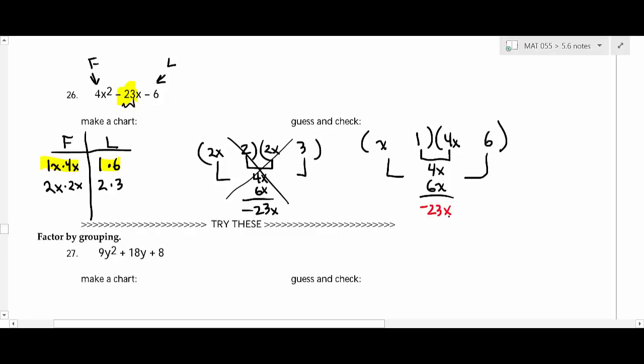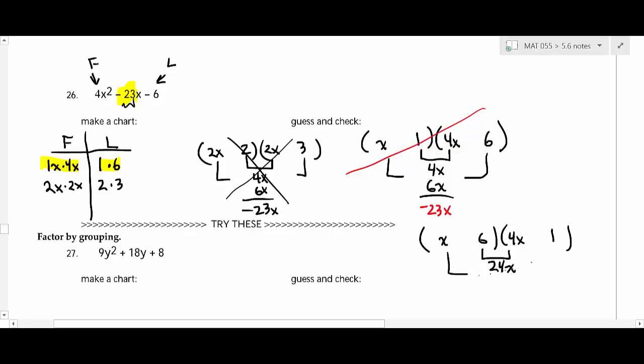So here's what you want to do, and this is real important: you want to switch things. That didn't work, so let's try it another way. Let's try x and 4x, and this time, let's try 6 and 1. Sometimes if it doesn't work one way, it might work the other way. So let's see. What's 6 times 4?